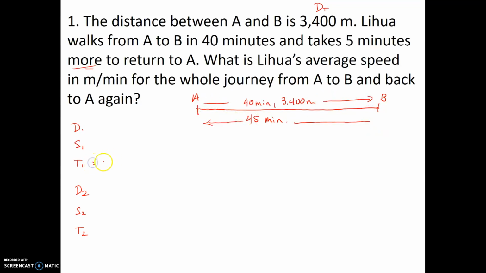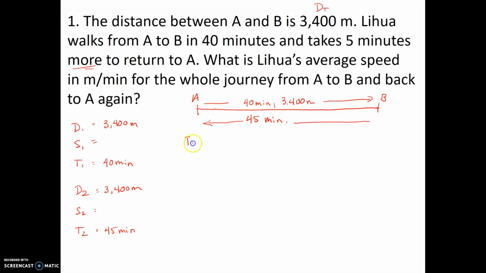So over here on my chart, let's fill in time 1, 40 minutes, and time 2, 45 minutes. And the distance 1 and the distance 2 is the same. It's 3,400 meters. So we'll fill that in for both. And we don't know the speeds, do we? I don't believe. Nope. We don't know the speeds right now. And we want to know the average speed for the whole trip. So we don't need the speed 1 and the speed 2. We just need total distance and total time.